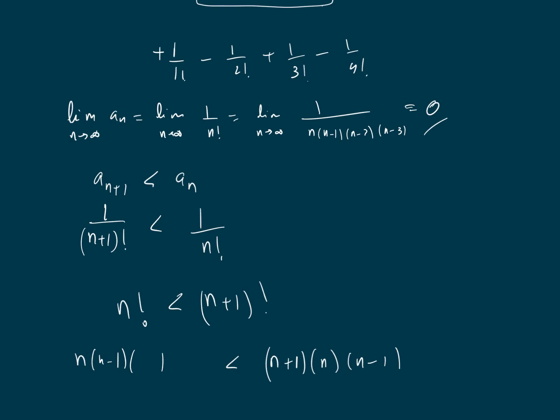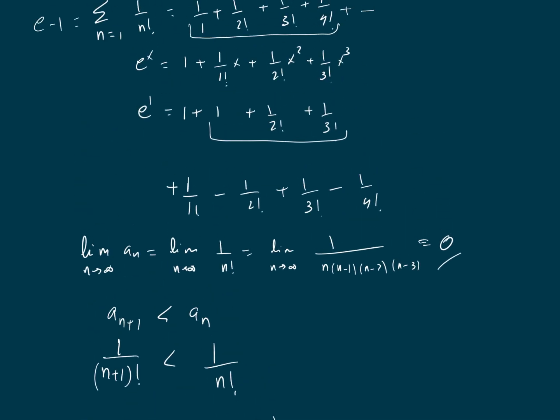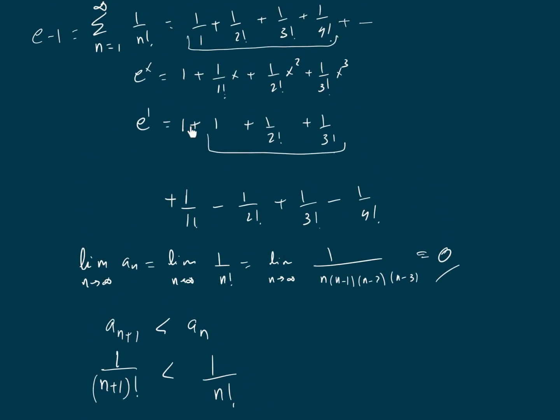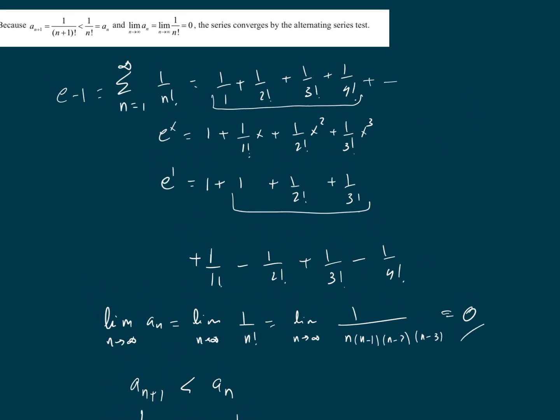Because the two conditions are met, I can say the alternating series, 1 divided by 1 factorial minus 1 divided by 2 factorial plus 1 divided by 3 factorial minus 1 divided by 4 factorial, converges. Of course, the series of the absolute value, this one, also converges, and converges to e minus 1.